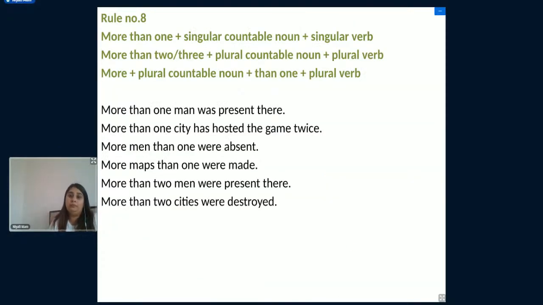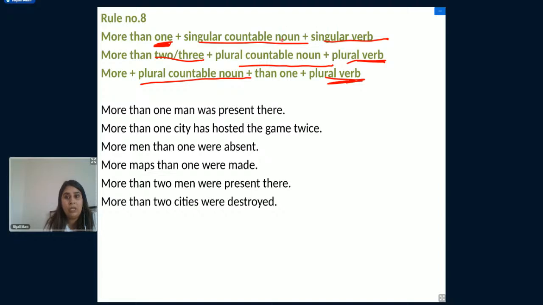See, the same thing is written. More than one, with one, singular noun, singular verb. More than two, three, plural noun, plural verb. See, why is countable noun mentioned here? There is no need to mention, because plural is only possible in terms of countable nouns. Uncountable nouns, we can't count them. There is no singular and plural of uncountable nouns, right? More, exactly after more, plural noun, plural verb. There's no effect of one on this noun.